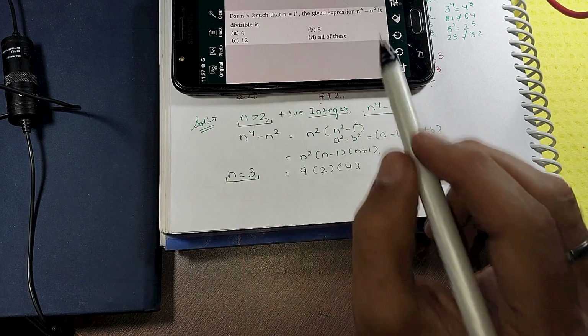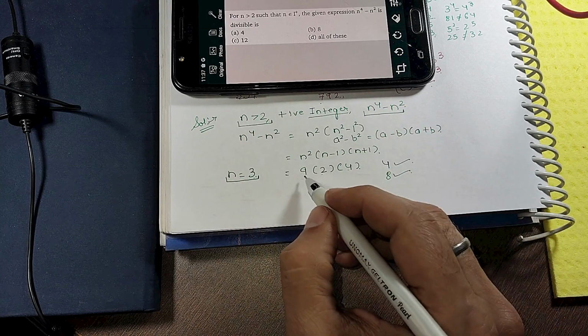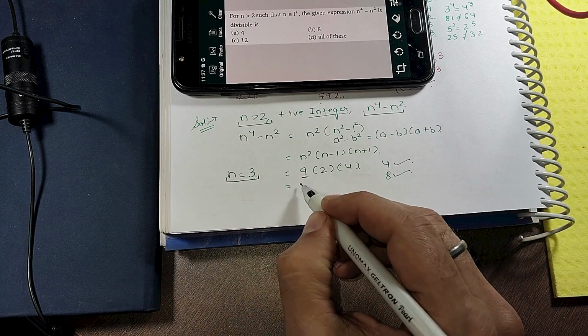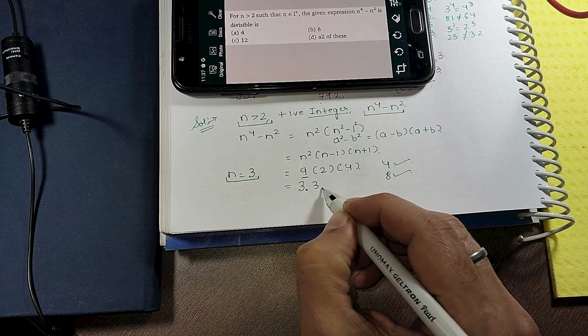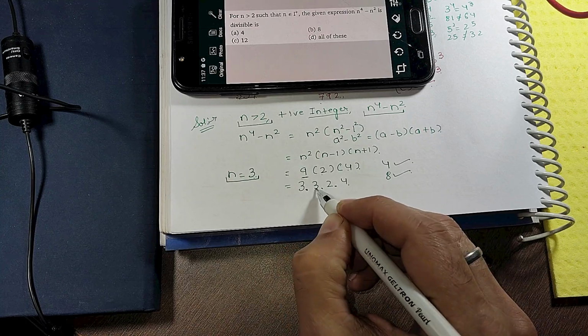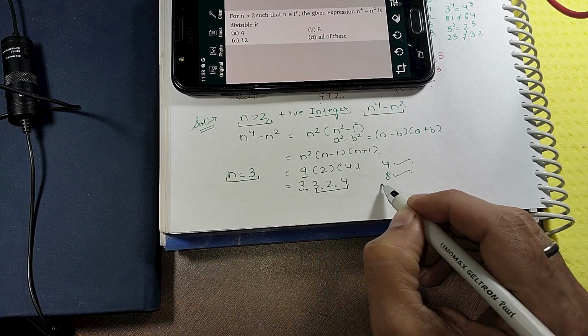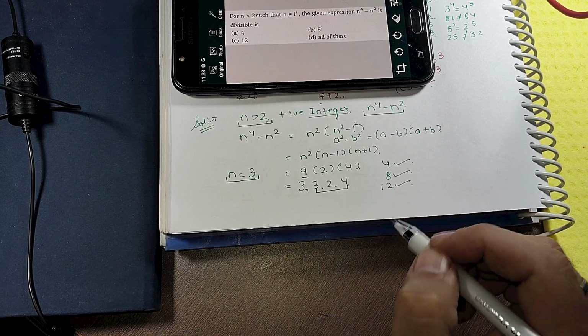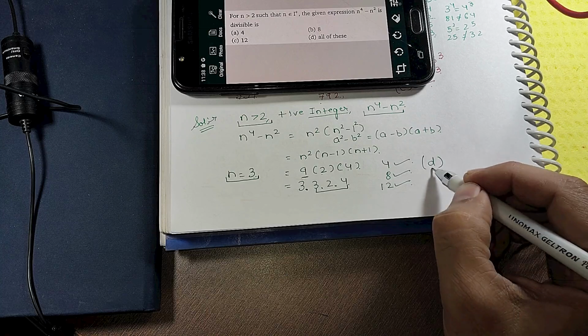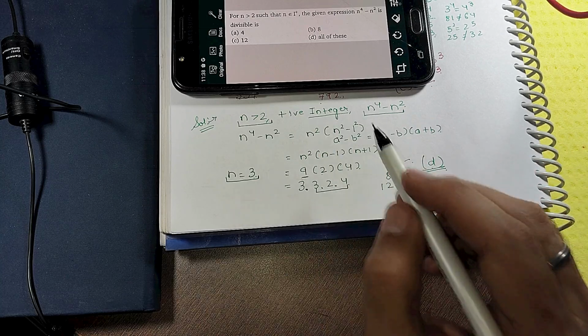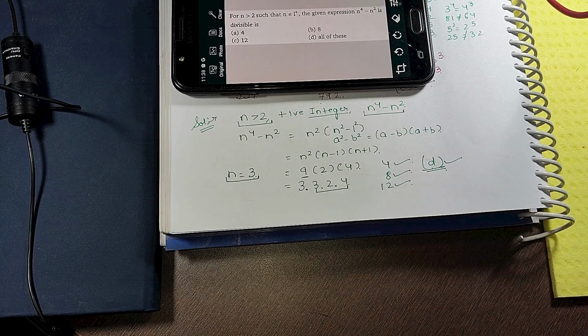Is it divisible by 12? For that we have to check by prime factorizing it. So 9 is basically 3 into 3, then 2, then 4. Now 4 into 3 is 12. So we can say that it is divisible by 12 also. So we will mark option D, that all of these, it is divisible by 4, 8 and 12. So the right option will be option number D.